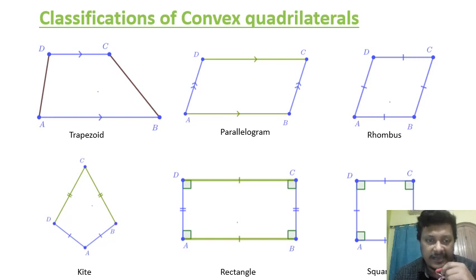Depending on the length of the sides or the measure of the angles, convex quadrilaterals can be divided into six main classes. These are trapezoid, parallelogram, rhombus, square, rectangle, and kite. These are the most common quadrilaterals that we encounter in everyday life. So we'll discuss these six kinds of quadrilaterals briefly.